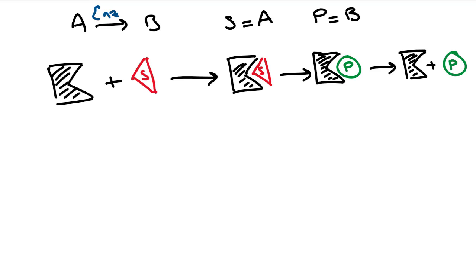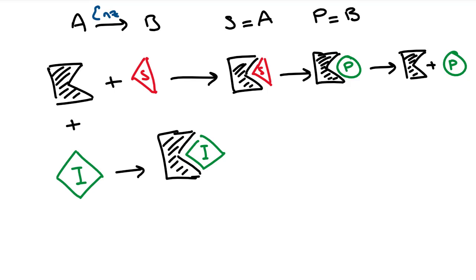Now, what does a competitive inhibitor do? A competitive inhibitor will bind to the active site of an enzyme. So here's our inhibitor, and this will give us an enzyme inhibitor complex. Now, as you can see, the inhibitor is wedged into the active site, so the substrate can no longer bind to the active site. So the inhibitor and the substrate are competing for the same site on the enzyme. And that's why it's called competitive inhibition.